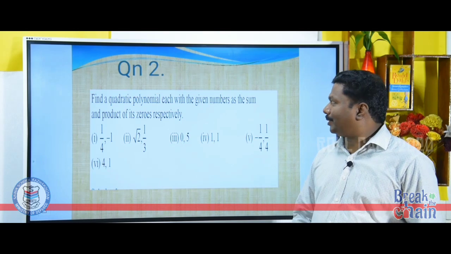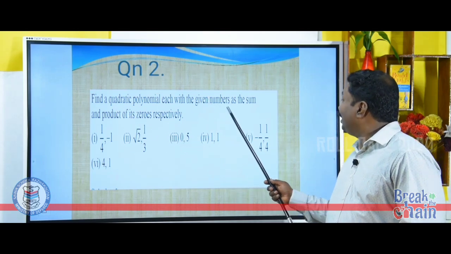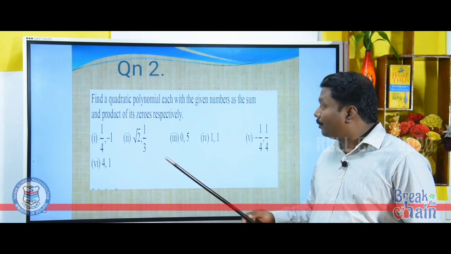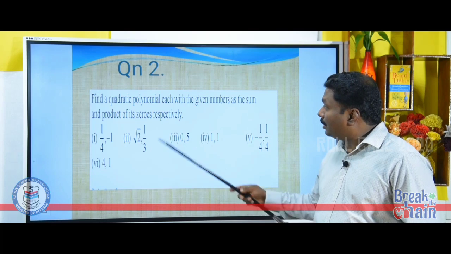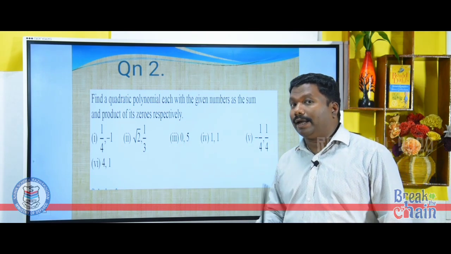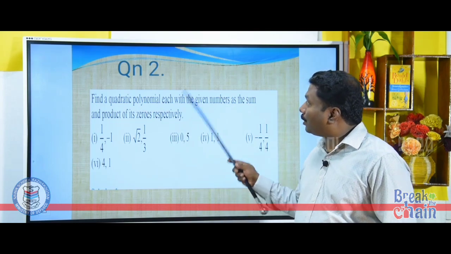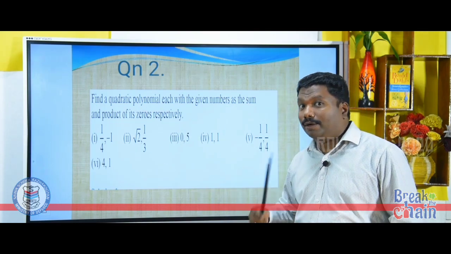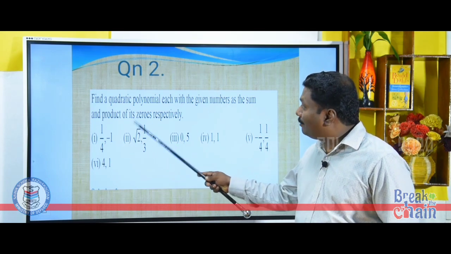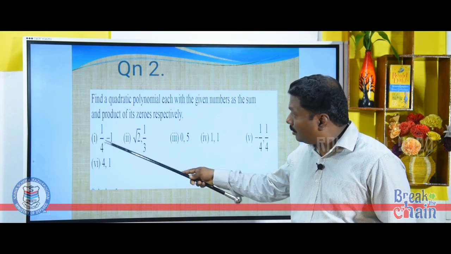Now, the second question: find a quadratic polynomial each with the given numbers as the sum and product of its zeros. So, what is given in these questions? Sum of the zeros and product of the zeros, alpha plus beta and alpha beta are given. We have to form a quadratic polynomial whose sum of zeros, alpha plus beta, is 1 by 4 and alpha beta is minus 1. This is the first question.